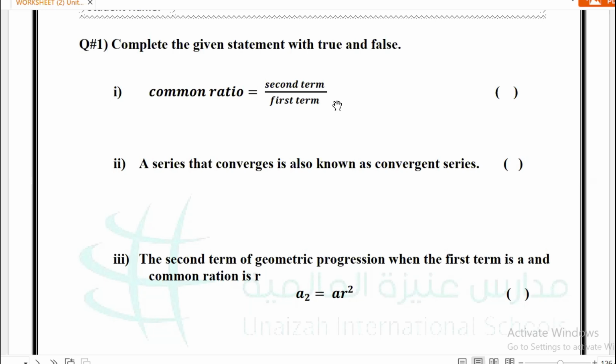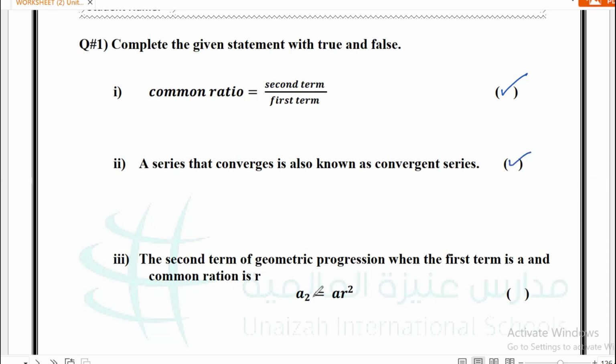So common ratio, we use this concept in geometric progressions, and when the common ratio is the same, we can find the nth term of a geometric progression. This is one part of geometric progression, which is common ratio. It is second term over first term, so it's correct. True. A series that converges is also known as a convergent series. This is also correct. True.